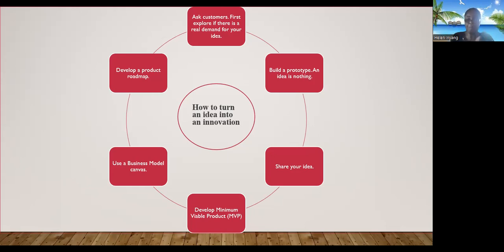Then develop a product roadmap. That's another thing, the 6th thing you have to consider: how to turn your ideas into innovation. You develop a product roadmap. Always think ahead and consider what the next version of your idea might look like, what your mission and vision are, and what the potential of your ideas is. You still need to look at it.